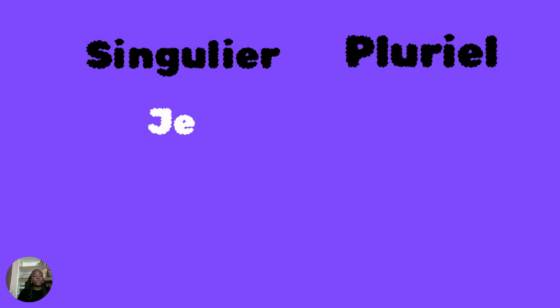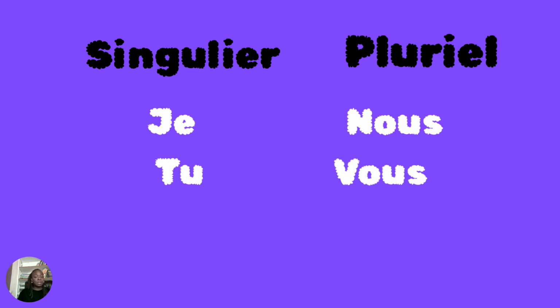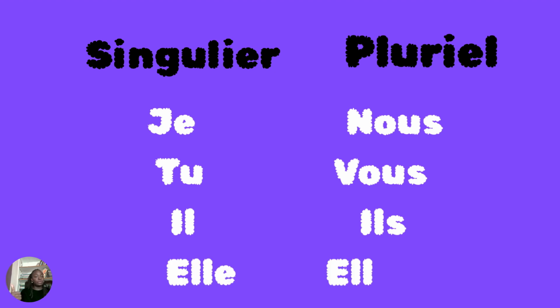Now, les pronoms sujets, we have je, nous, tu, vous, il, elle, ils and elles. So, je, c'est singulier. For the singular subject pronouns, we have je, which means I, tu, which means you, il, which means he, and elle, which means she.